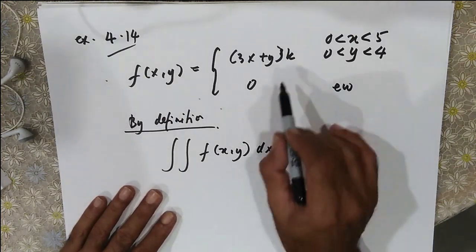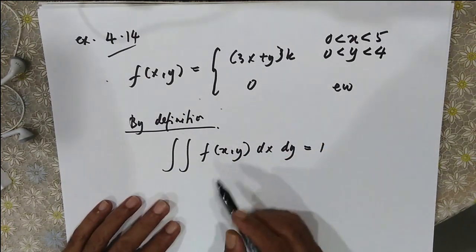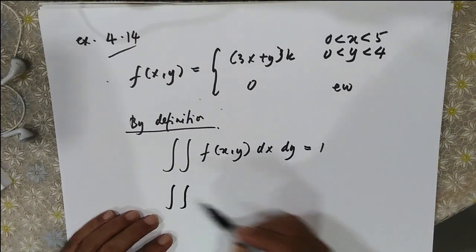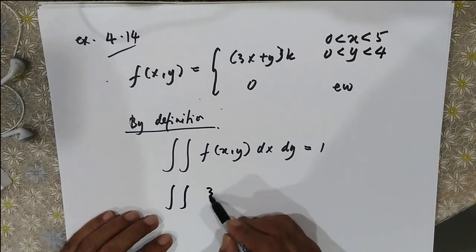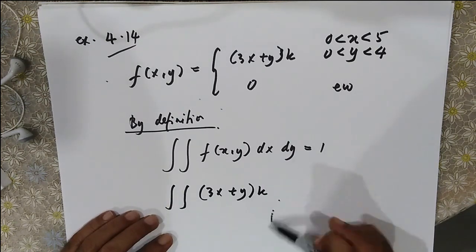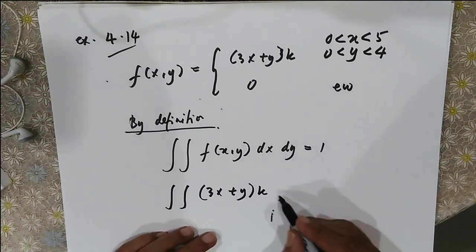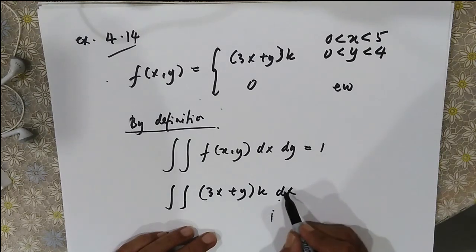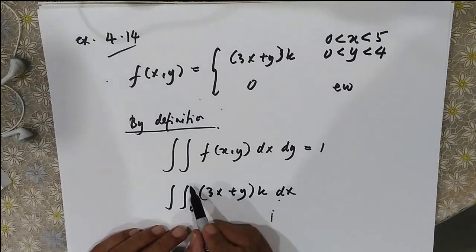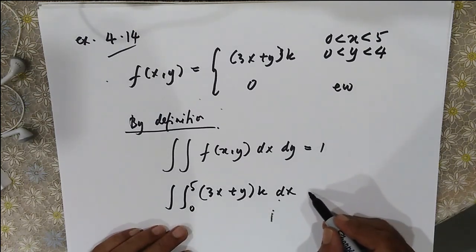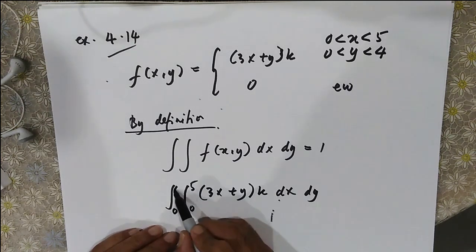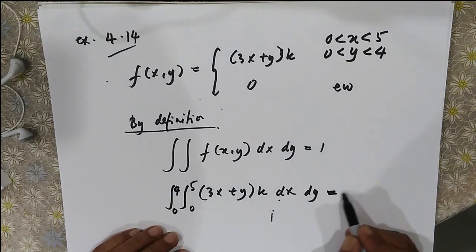So I just put the double integration here. The function there is 3x plus y multiplied by k. Let's say I integrate dx first. So my limit here, your x limit, is 0 to 5. Then I integrate with respect to y. My limit for y here is 0 to 4. And this must equal 1.